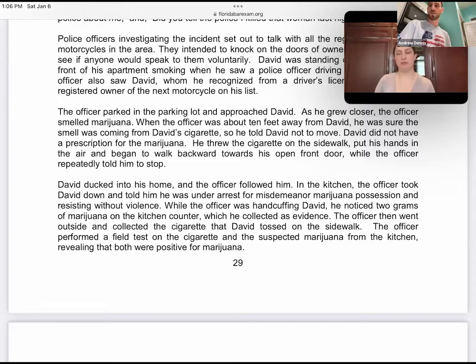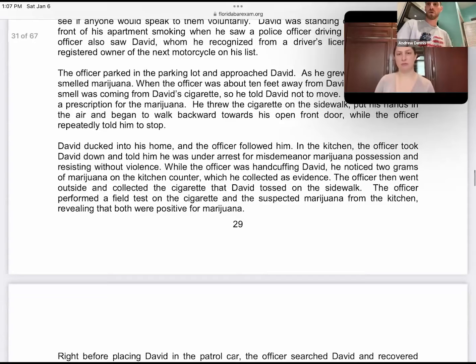He threw the cigarette on the sidewalk, put his hands in the air, and began to walk backward towards his open front door while the officer repeatedly told him to stop. David ducked into his home and the officer followed him. In the kitchen, the officer took David down and told him he was under arrest for misdemeanor marijuana possession and resisting without violence. While the officer was handcuffing David, he noticed 2 grams of marijuana on the kitchen counter, which he collected as evidence. Plain view.